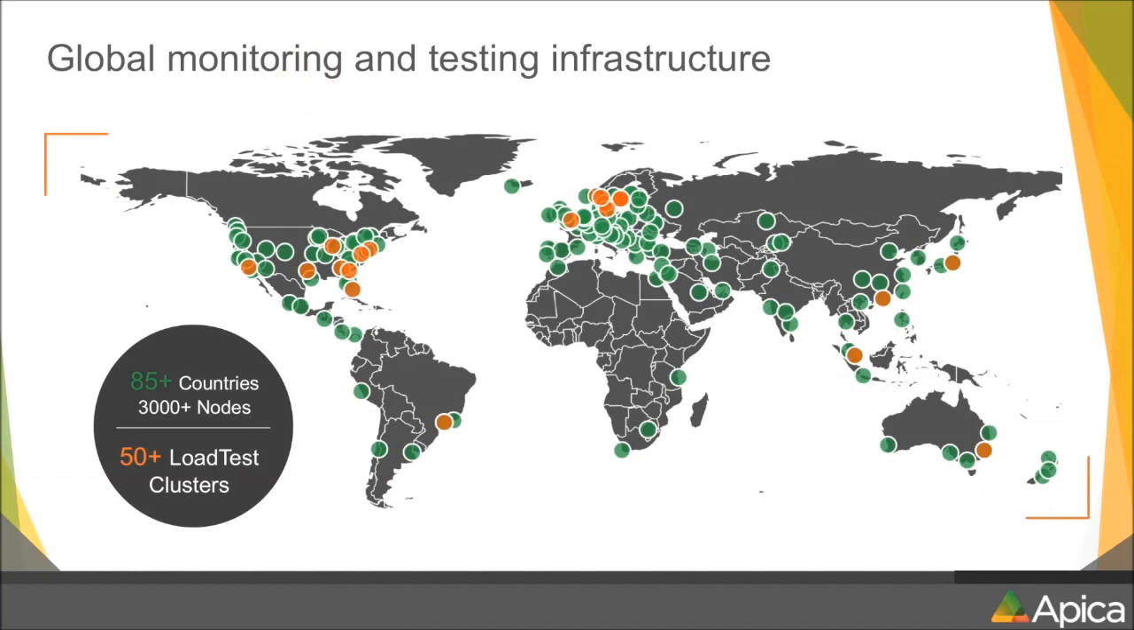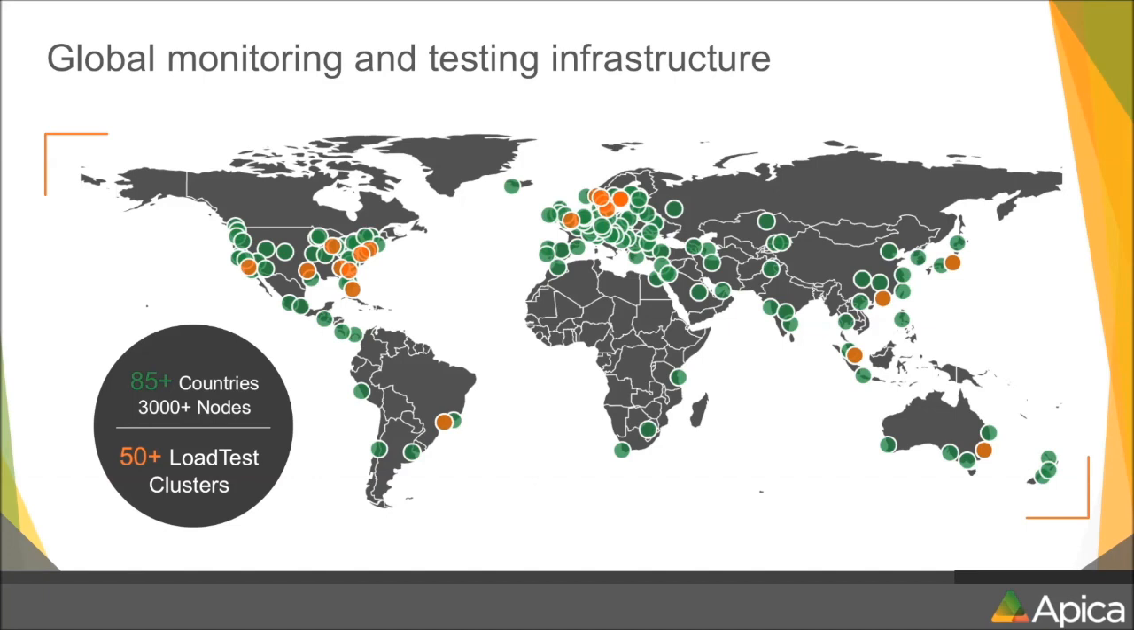Now, on the topic of the portal, I want to talk about the Apica infrastructure that we can run the load tests from. So this is our global monitoring and testing footprint. The green dots are going to be our monitoring nodes. We have quite a global presence in over 85 countries around the world. But we also have over 50 load test clusters, mainly focused in the US and Europe.